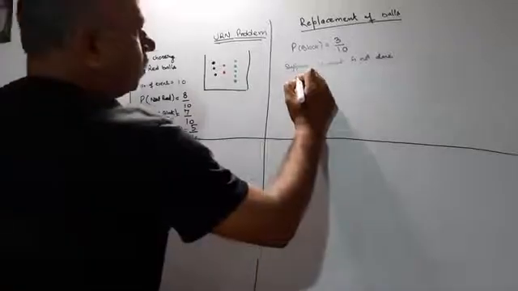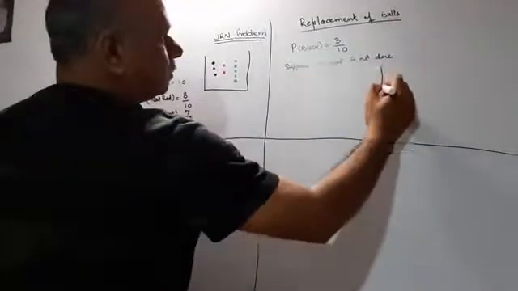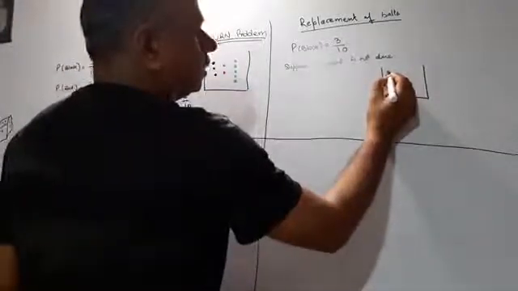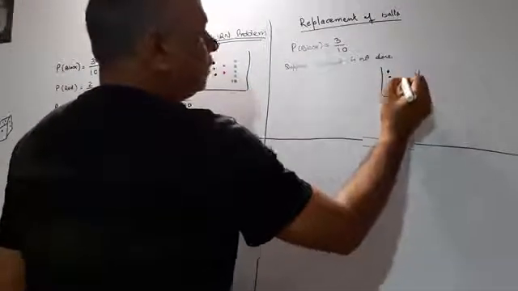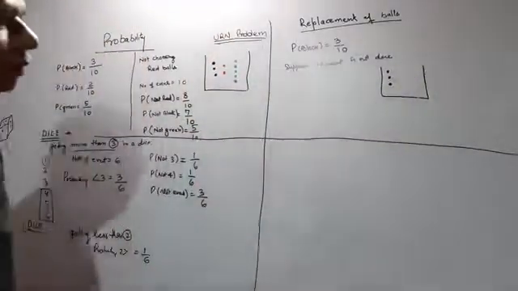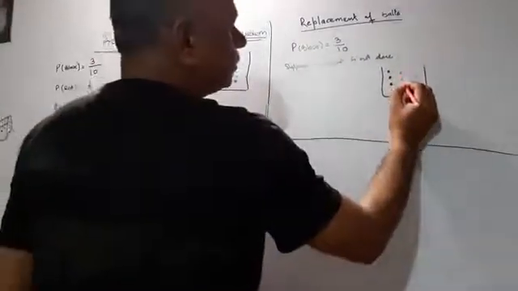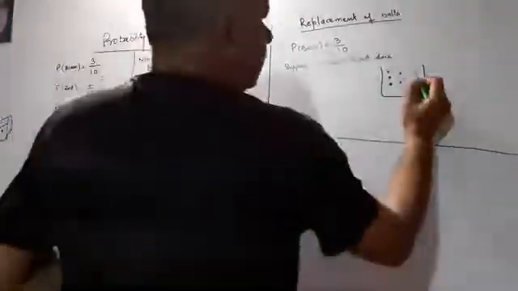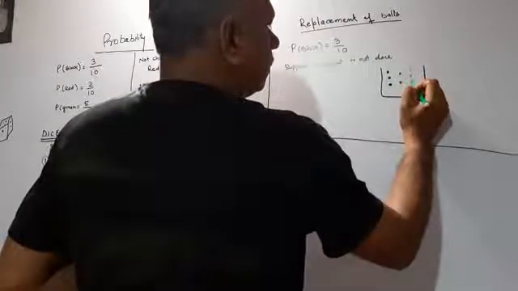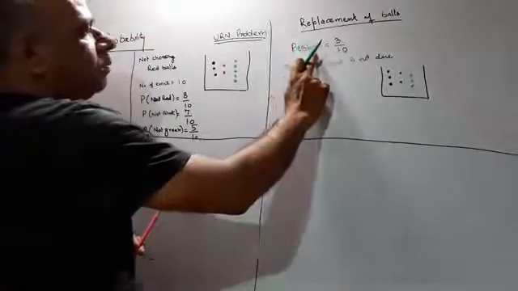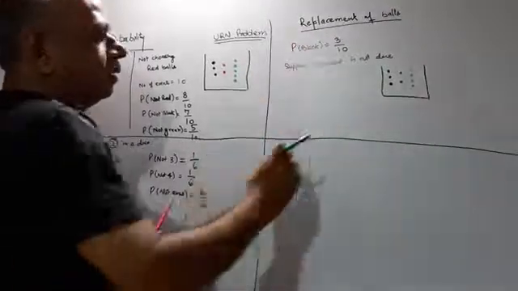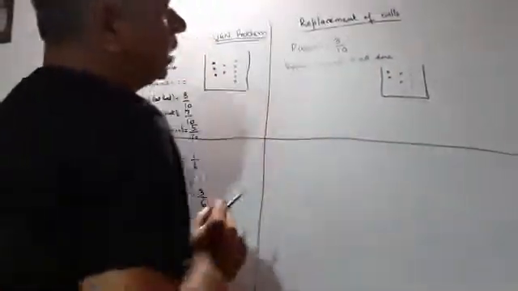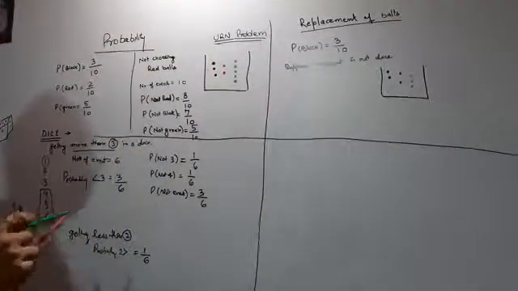So how many balls will remain in the urn? If you can see, there were three black balls, two red balls, and five green balls. In this event, we have taken one black ball, whose probability is 3/10. Now, suppose we are not replacing that ball again.